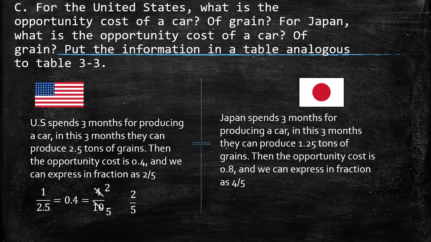In the other case, Japan spends 3 months producing a car, the same time as the United States, but in these 3 months they can produce 1.25 tons of grain. If we divide one car over 1.25 tons of grain, the opportunity cost is 0.8, and we can express it as a fraction as well, 4 over 5. It's the same case. One car, in the meantime, we can produce 1.25. If we divide, we have 0.8, and we can multiply by 10 to get 8 over 10, and simplify by 2, we have 4 over 5. So this is the opportunity cost.